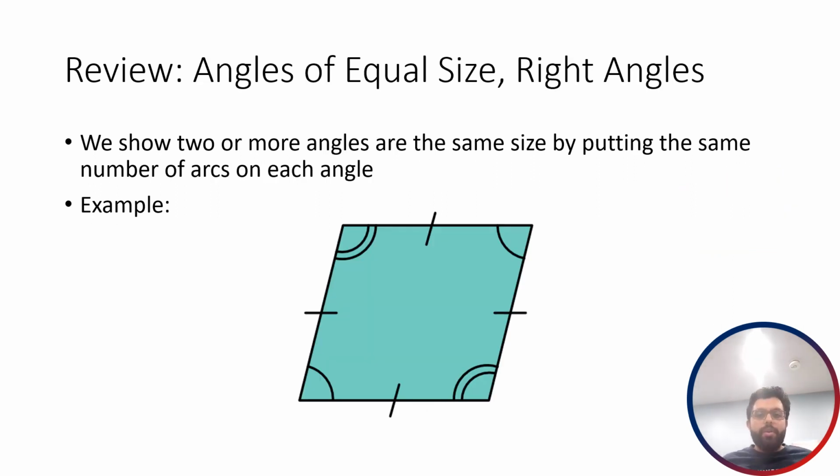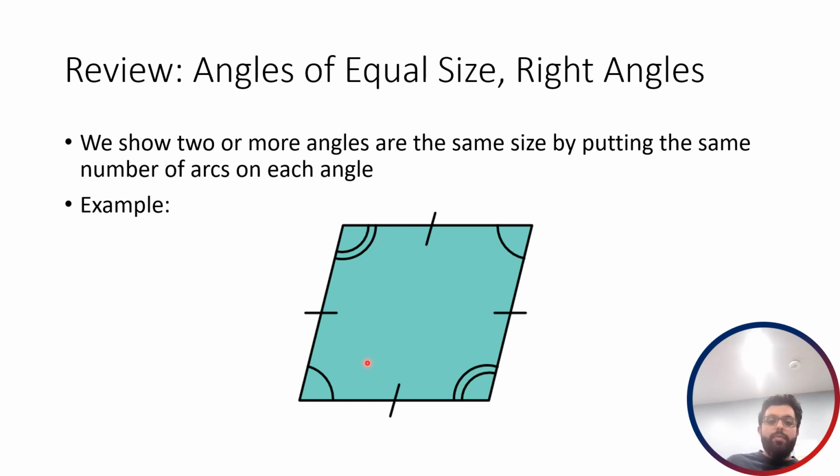So now we can talk about angles of equal size and right angles. So we can show that 2 or more angles are the same size as one another by putting the same number of arcs, these little parts of a circle, like this thing, that's an arc, and this thing down here is an arc, and those guys up there, those are arcs, and those are arcs as well.